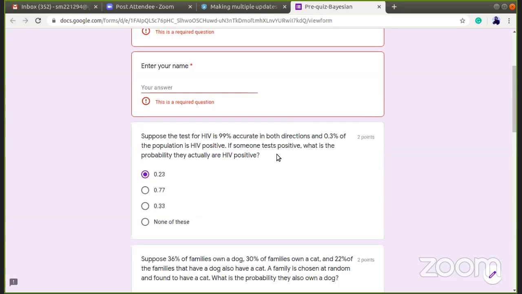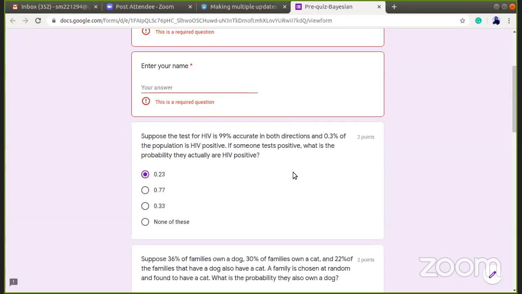Please explain the last line. If someone tests positive, it means someone has undergone this test and the result has come positive. How probable is it that he actually has HIV? This is the question. So one thing is given, and you have to find the probability of A given B. There are two different events, and you have to find the probability of one event given that another event has already occurred. So here we have to apply conditional probability.